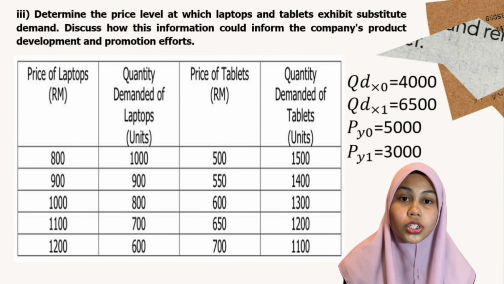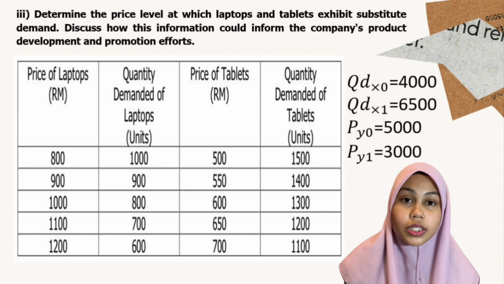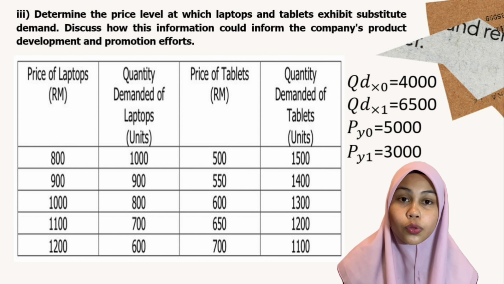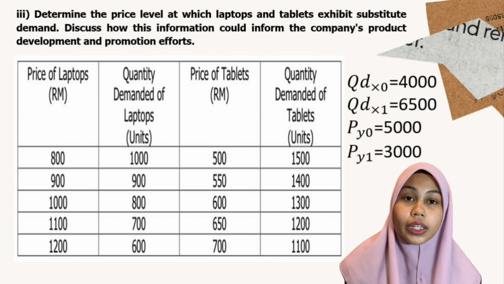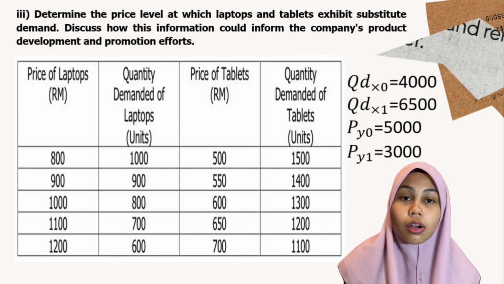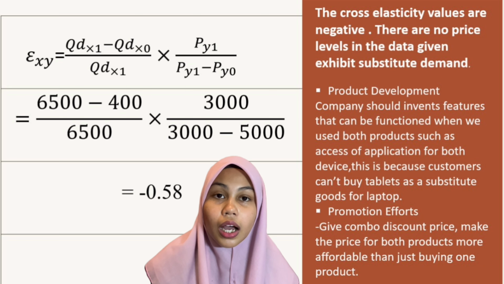For part 3 Roman, determine the price level at which laptops and tablets exhibit substitute demand. Discuss how this information could inform the company about product development and promotion efforts. From the data in the table, we total up all the prices of laptops, which is equal to 5,000, P1, meanwhile P2 is the total of the price of tablets. QD0 is the total quantity demanded of laptops. QD1 is the total quantity demanded of tablets. All this information is applied to the cross-elasticity of demand formula. The answer is negative 0.58.